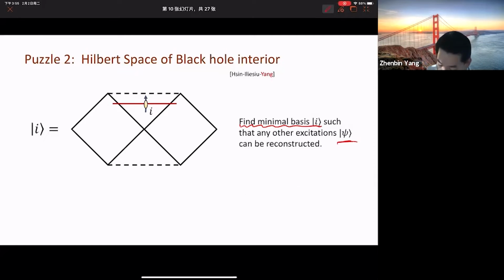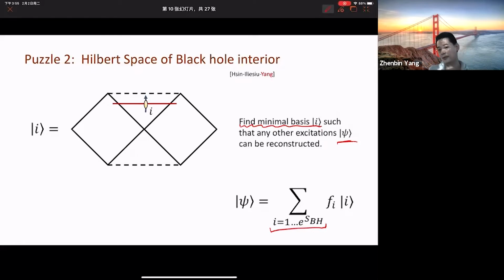More precisely, I will show you that the number of semi-classical states you need to use is given by e to the S black hole. In other words, out of that large number of states, you just need to choose e to the S black hole semi-classical states, and those can be used to reconstruct any other excitation inside the black hole interior. In other words, they span the Hilbert space of the black hole interior.